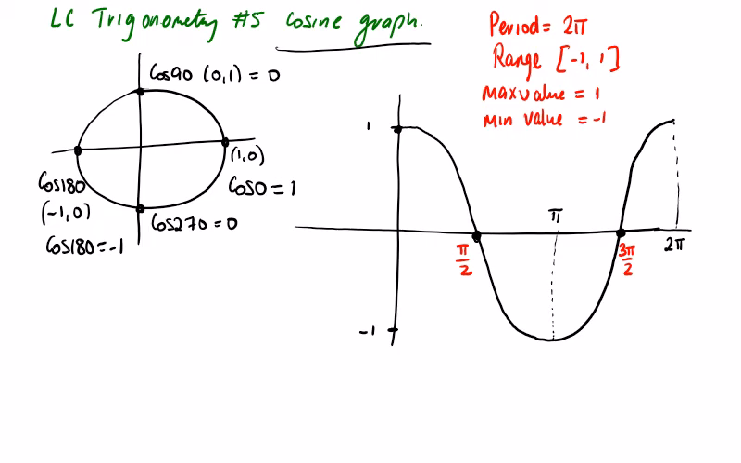And where's the midline? I'm going to just change the x-axis into red. So we can say the amplitude here is also 1.